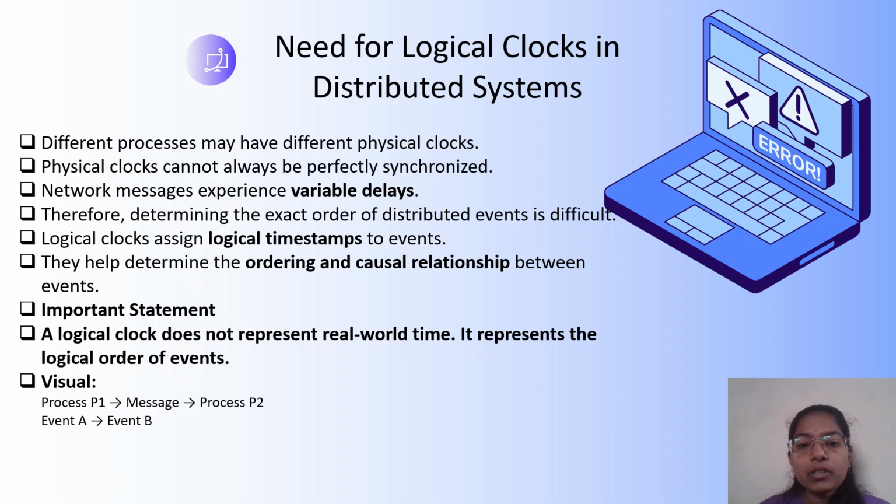Then we move toward the second important part of today's topic, which is the logical clocks. In a distributed system, there are multiple processes which are running on different computers. Each computer has its own physical clock, but the problem with physical clocks is that they are not always perfectly synchronized. Also, the network messages may take a different amount of time for traveling. Because of that, it is difficult to determine the exact order of the events that occurred.